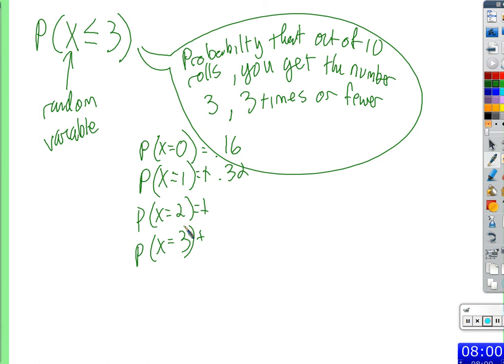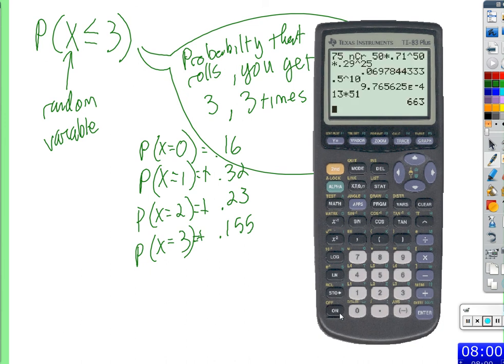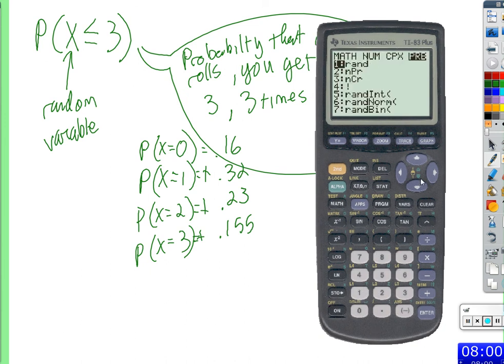Probably go back and find it. 0.23? Right? Okay. And how about for 3? 1/6 to the 3rd, 5/6 to the 7th. Is it like 0.155? I'll write it down. If somebody disagrees, we can change it. I'll show you real quick. That's 10C3, which is 120, times 1/6 to the 3rd times 5/6 to the 7th. Yep.